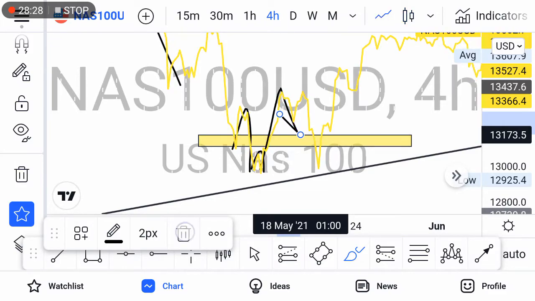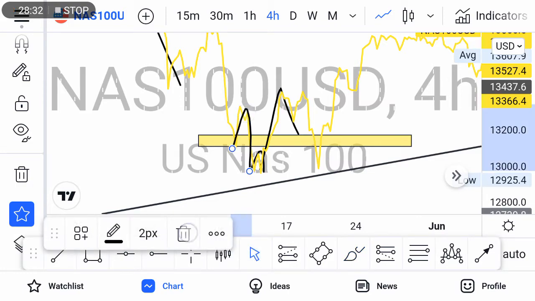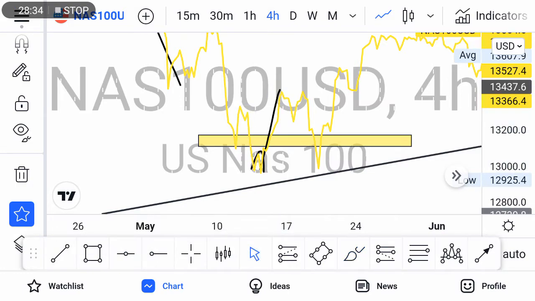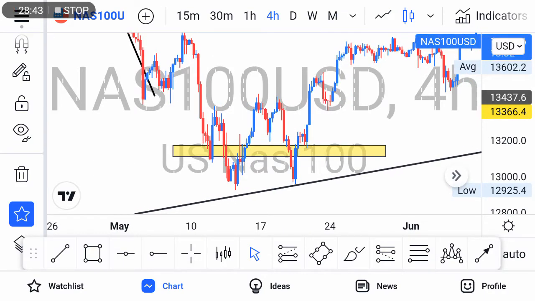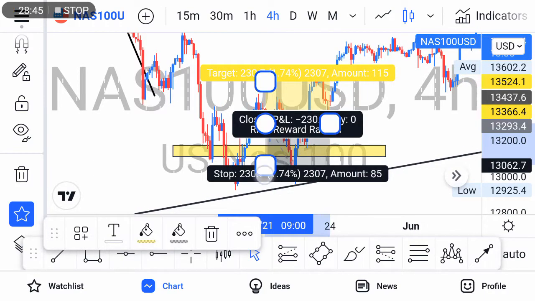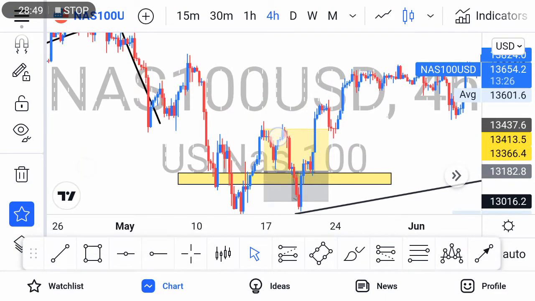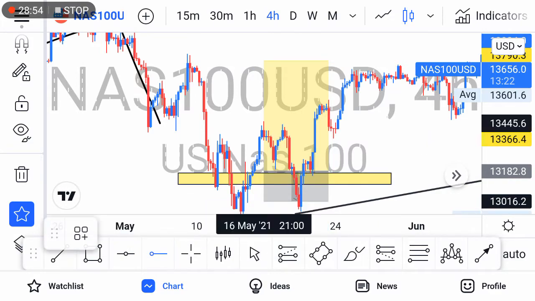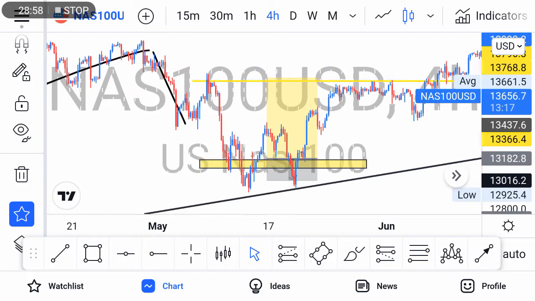As guys, we can see we have that double bottom. Let me remove these drawings. You can see we have that double bottom, and what we do, we take entry from here, and we go up. This is our target.